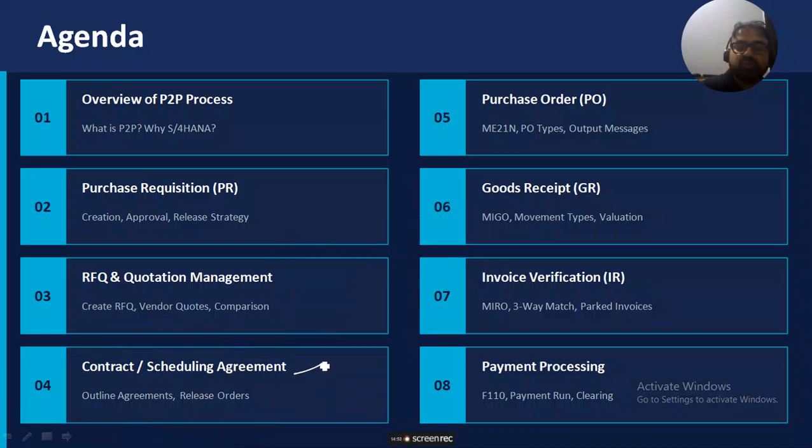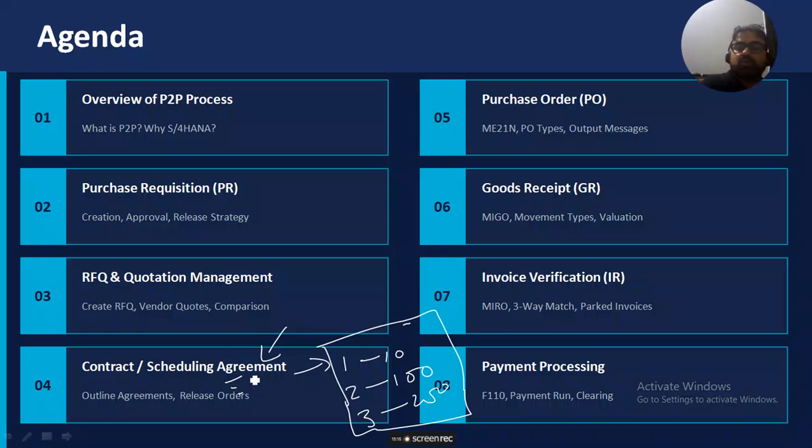Scheduling is nothing, we can just schedule the delivery date and quantity. Suppose on date 1 I need 10 quantity, date 2 I need 100 quantity, date 3 I need 200 quantity. We use the scheduling process. I will explain in the next slide how we can schedule all the things. Don't confuse that. Once we go to the SAP system, I will explain each and everything.